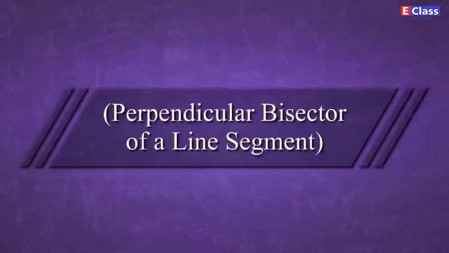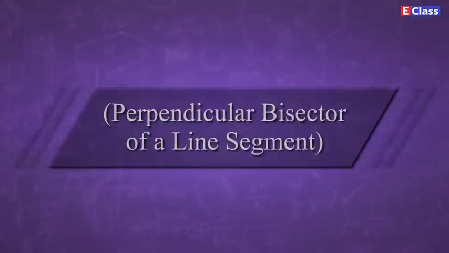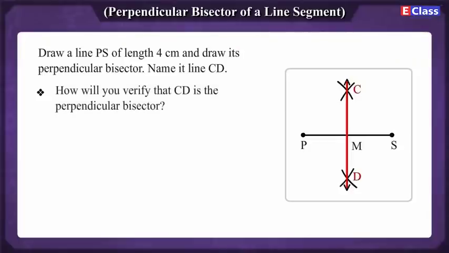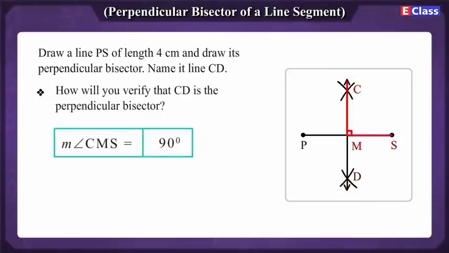Perpendicular bisector of a line segment. Draw a line PS of length 4 cm and draw its perpendicular bisector. Name it line CD. How will you verify that CD is the perpendicular bisector? Measure angle CMS, it is equal to 90 degrees. Is length of PM equal to length of SM? Answer: yes.